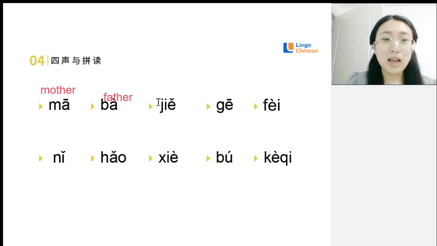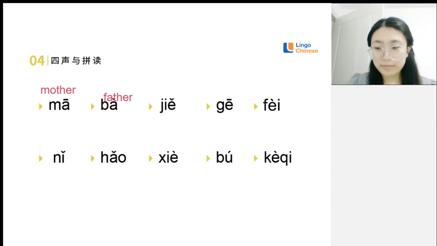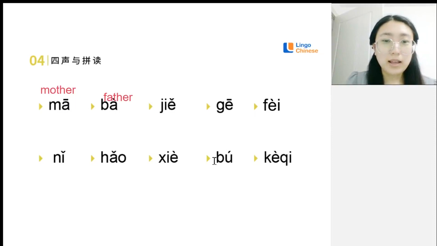And this is 姐, 姐. The next one is 哥, 哥. This is 妹, 妹. And this is 你, 你. This is 好, 好. As we mentioned before, ni hao. Yeah, xie, thanks, is it? Yeah, you're right, xie is thank you. And this is 客气, 客气.